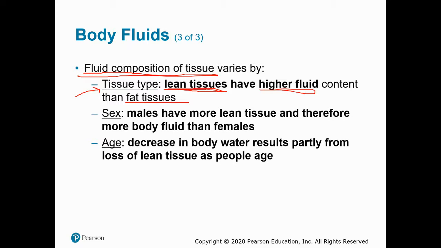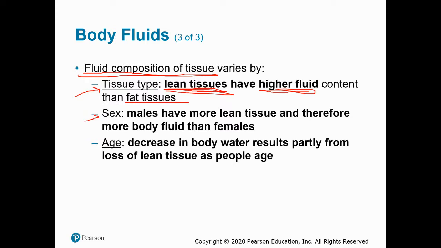So this actually is important, it influences body weight and body composition. We'll talk more about this in Unit 4, but two individuals could have a similar body weight, but their compositions could be completely different. Someone might have more lean tissue and another person might have more fat tissue, but their weight might be the same. Part of that is because of the greater density of lean tissue, which is in part influenced by the higher fluid content.